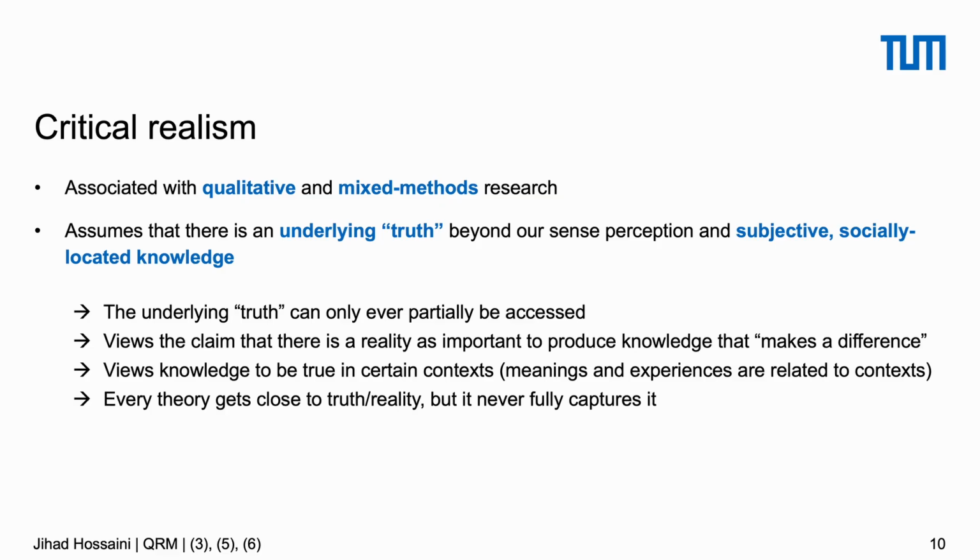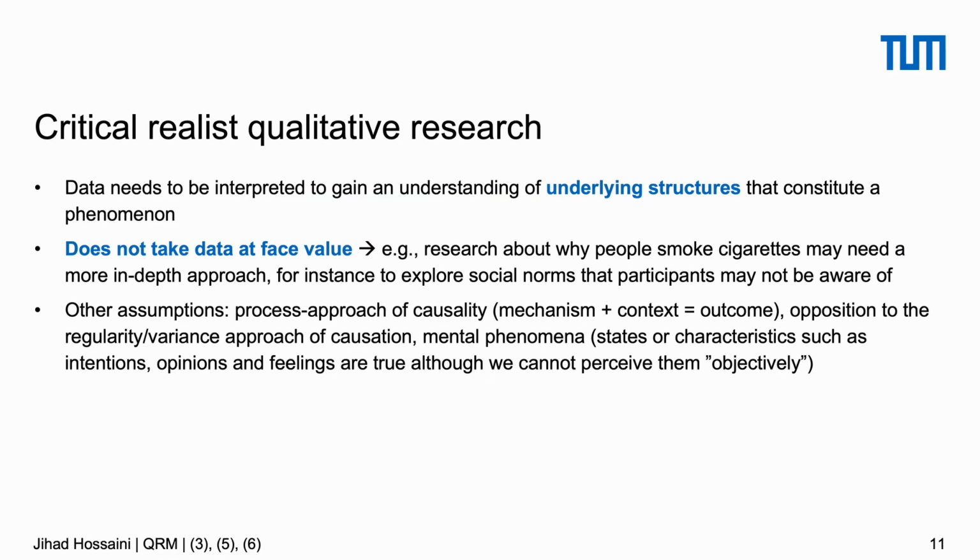The other points here, for example, the idea that reality is important to produce knowledge that makes a difference, that's an argument related to intervention and change. So if I assume that there's one truth, one reality, I can make things change in some sense. Critical realism, but all kinds of qualitative research, but specifically critical realism, focuses a lot on context, focuses a lot on mechanisms and how certain mechanisms happen in certain contexts. It focuses a lot on processes and how to describe processes and sort of analyze them.